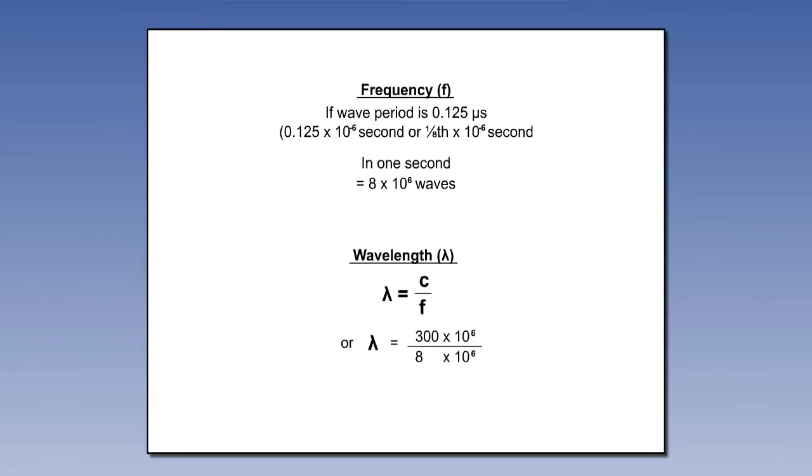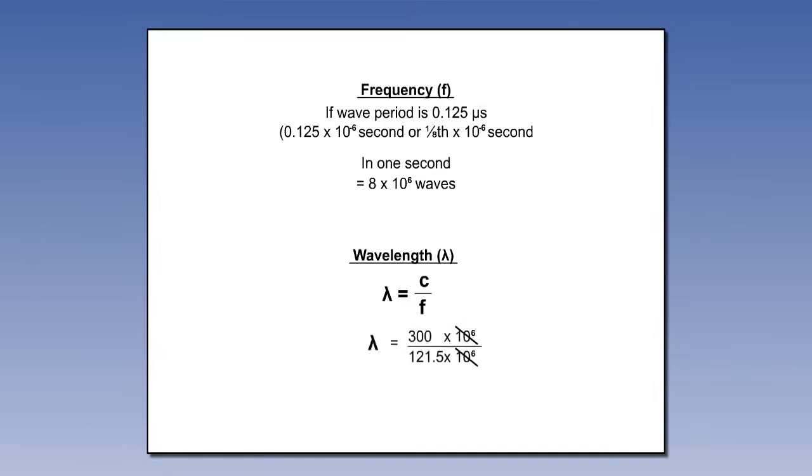Each wavelength can be calculated by dividing the distance that all radio waves travel in a second, namely 300 times 10 to the power of 6 meters, by the number of cycles, or frequency, of our radio wave in a second, namely 8 times 10 to the power of 6. We can cancel out both figures 10 to the power of 6, leaving us with 300 divided by 8, which is 37.5 meters.